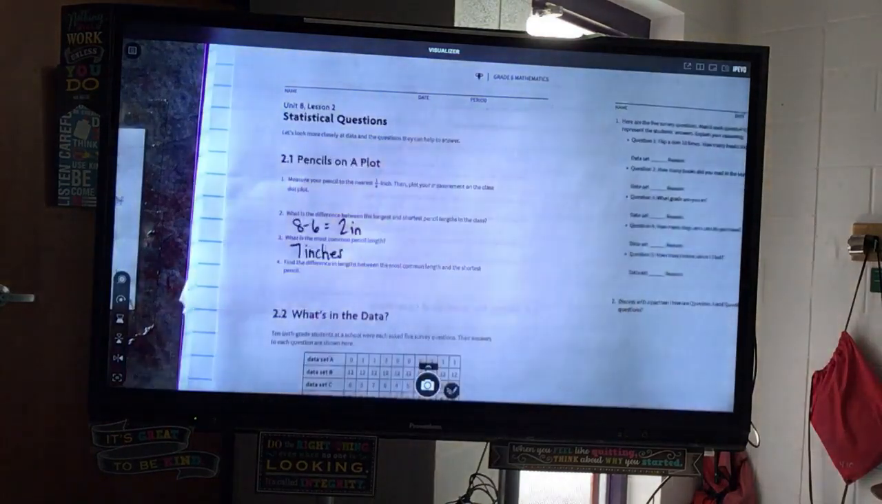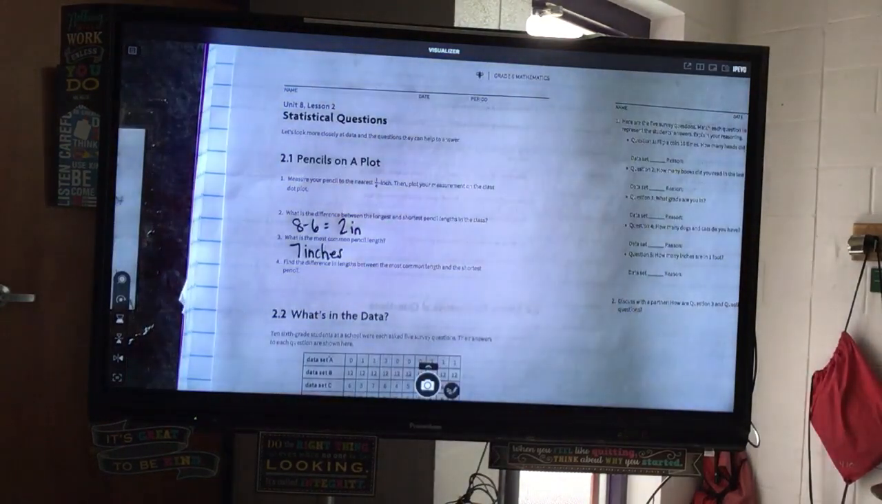All right, and then the last one, it says find the difference in lengths between the most common length and the shortest length. So again, what's the most common? We said was 7. What's our smallest length? 6. All right.